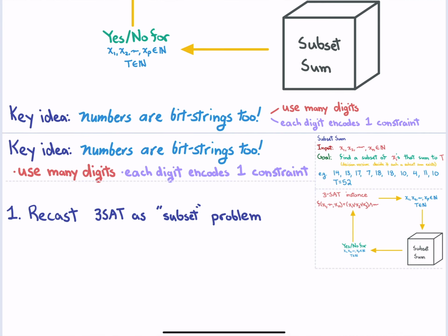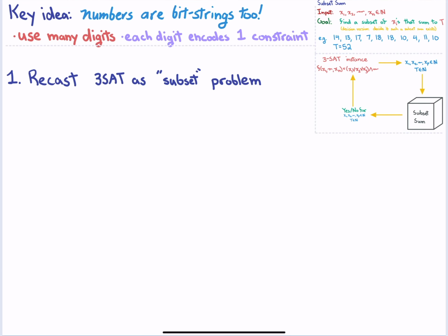So how are we going to do that? As a preliminary step, just to get us from 3-SAT to subset sum, I want to first recast 3-SAT as a problem that looks a little bit more like taking a subset. This part's a little artificial. It has not much to do with numbers yet. So what I mean is this. We have 3-SAT, right? It has m clauses and n variables.